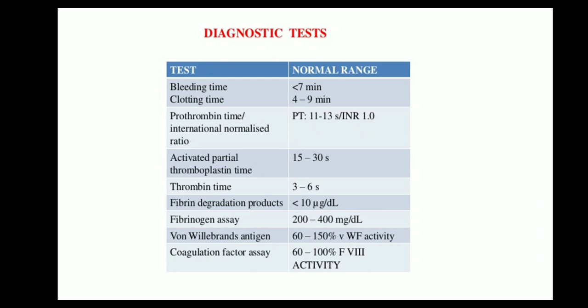That is, bleeding time is less than 7 minutes, clotting time is 4 to 9 minutes, prothrombin time is 11 to 13 seconds with INR of 1, activated partial thromboplastin time is 15 to 30 seconds, thrombin time is 3 to 6 seconds, fibrin degradation products is less than 10 microgram per deciliter, fibrinogen assay 200 to 400 milligram per deciliter, Van Willebrand's antigen is 60 to 150% Van Willebrand activity, coagulation factor assay should be 60 to 100% of factor 8 activity.